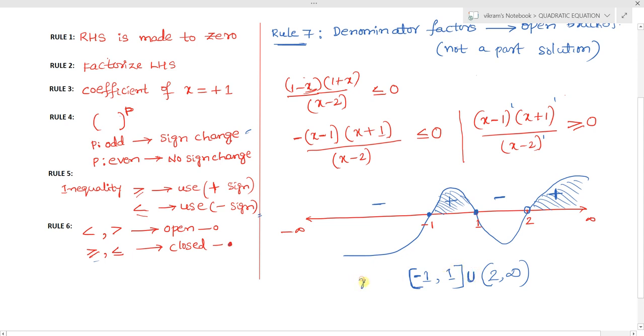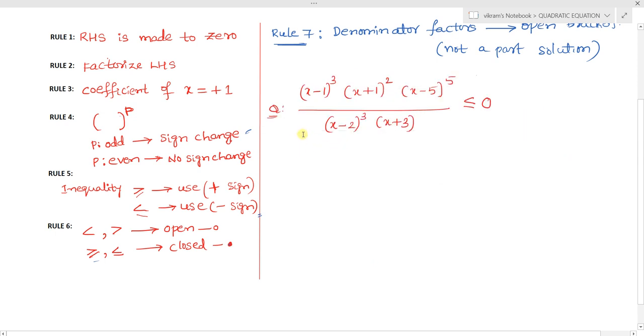Now what do we obtain? x belongs to -1 comma 1 union 2 to infinity is our solution for the given inequality (1 minus x)/(1 minus x) into (1 plus x)/(x minus 2) less than or equals to 0.